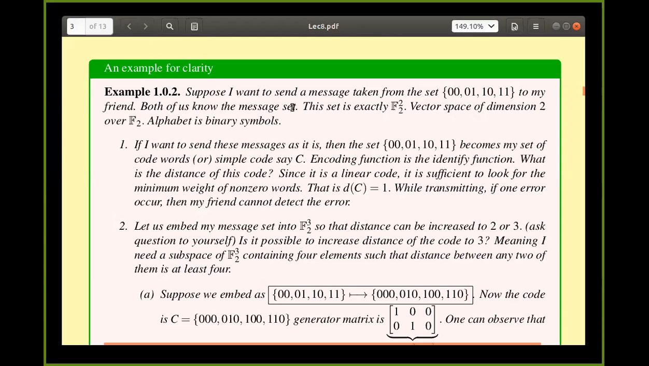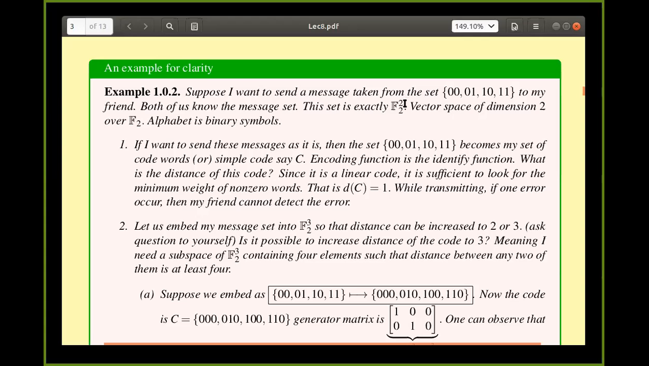Both of us know the message set. I take a message from this set. These are the messages: 00 is one message, 01 is another message. You can think of north, east, south like that, right? Four: I want to send north or south or west or east to my friend, but I am expressing it as 00, 01, 10, 11, right? So both of us know the message set.